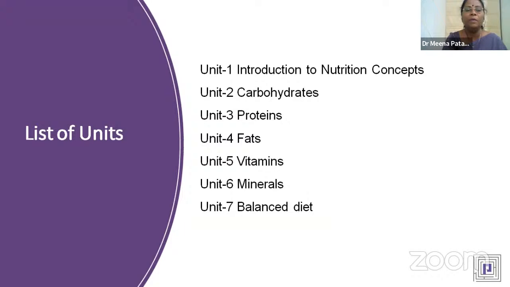So the syllabus covers certain units, which, as you can see, are the list of units available to you. Introduction to nutrition concepts, which includes various terms and terminology, carbohydrates, proteins, fats, vitamins, minerals, and balanced diet. Now, from unit 2 to unit 6, they are basically what we call the macronutrients and the micronutrients. And unit 7 deals with the balanced diets.